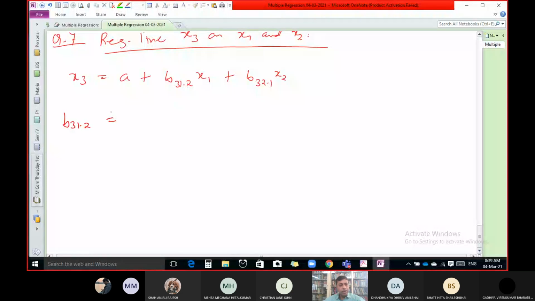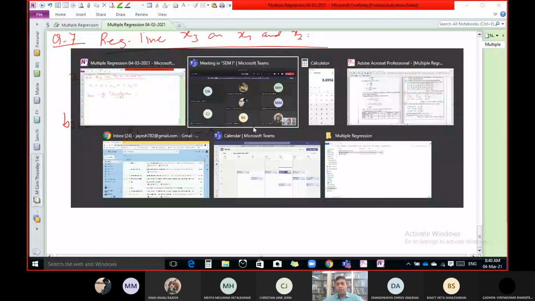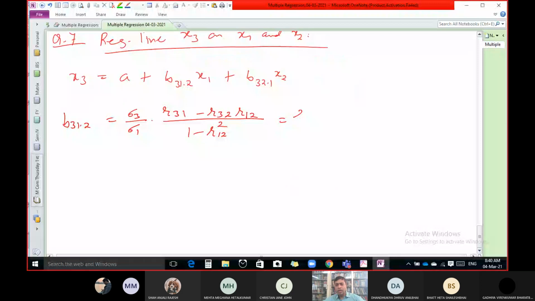So the formula is sigma 3 upon sigma 1 into R31 minus R32 R12, upon 1 minus R12 square. Substitute all values. Sigma 3, see the question, sigma 3 is 25.85, upon sigma 1, 3.87.